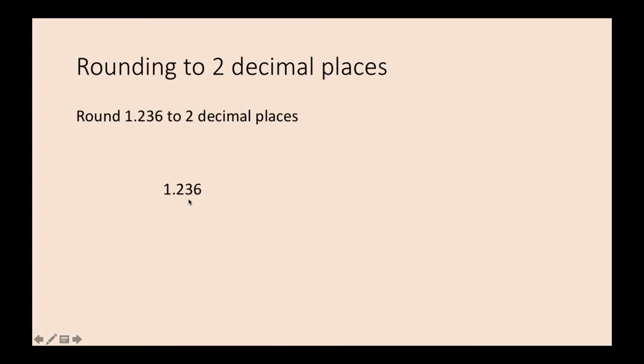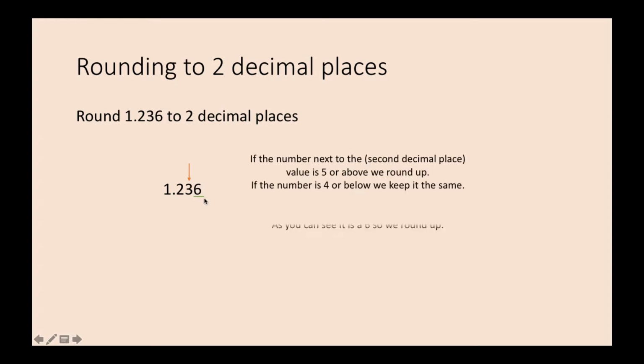Okay, so let's look at rounding to 2 decimal places then now. When I want to round to 2 decimal places, it means I need to keep these 2 numbers. So I need to keep the 2 anyway, but the second number is the one that we either need to change or keep the same. We look at this number next to it, and as we can see, it's a 6, and because it's a 6, we must round this up. So that's going to become a 4. So it'll be 1.24 to 2 decimal places.